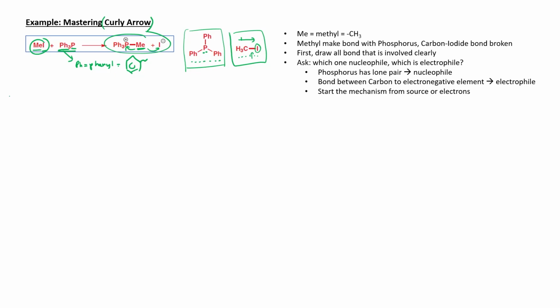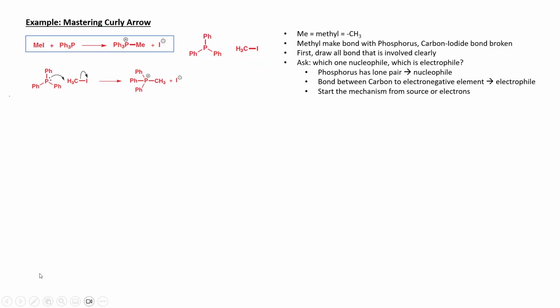Okay, so now how to start the mechanism? Let me remove the color first. You start the mechanism with the source of electrons. We know the source of electrons in this case is what I call the nucleophile, so the lone pair. So the lone pair will attack the electrophile, and when you do like this, what will happen? You create a new bond.